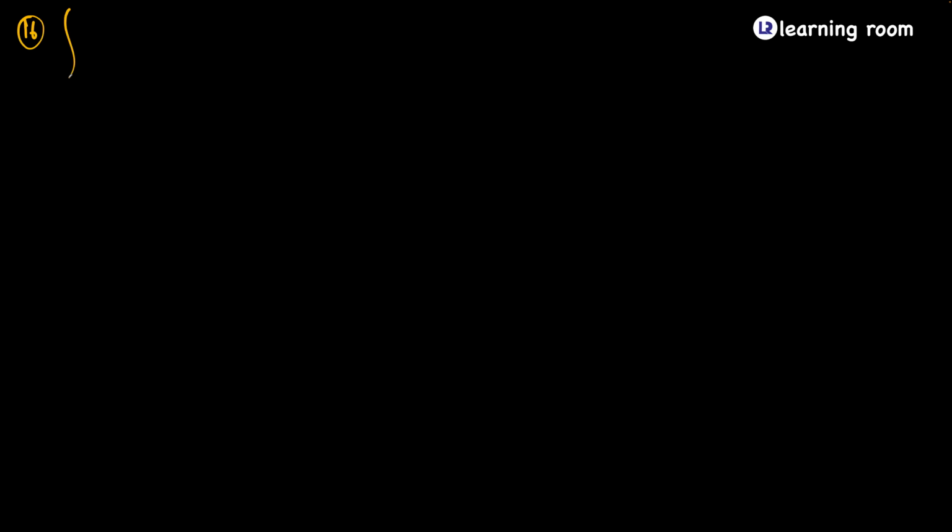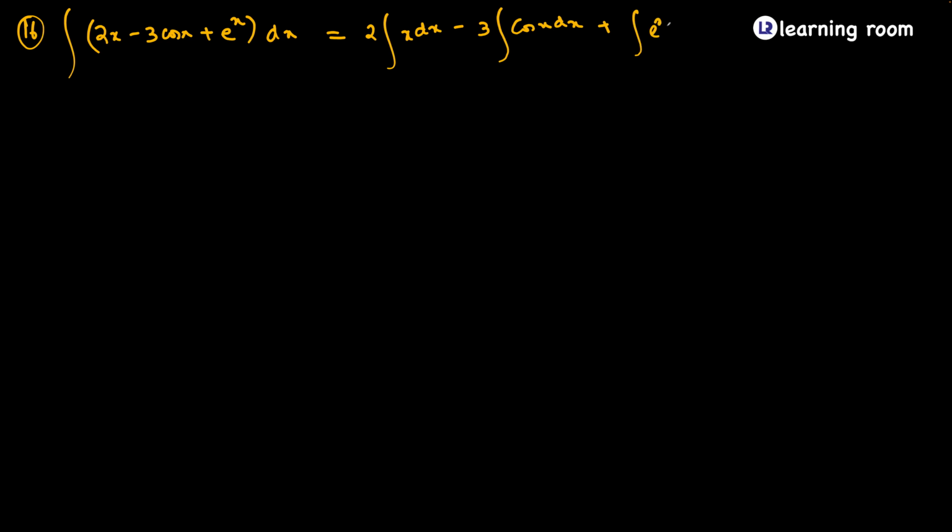So 16th one, integral of 2x minus 3 cos x plus e power x times dx. Right. So this should be equal to 2 times integral of x dx minus 3 into integral of cos x dx plus e power x has no coefficient. So integral of e power x dx. So what will the answer be? This should be 2 into x square by 2.